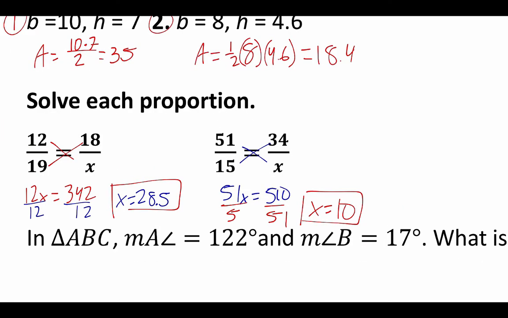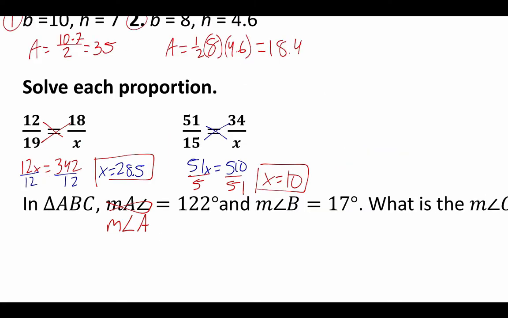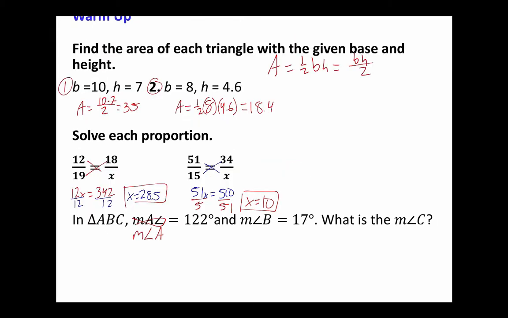Bottom one here, I'm going to tweak the format of this one. It might be correct in your digital copy, but this should say the measure of angle A. I just put things in the wrong order. So in triangle ABC, the measure of angle A equals 122 degrees. The measure of angle B equals 17 degrees. What's the measure of angle C?